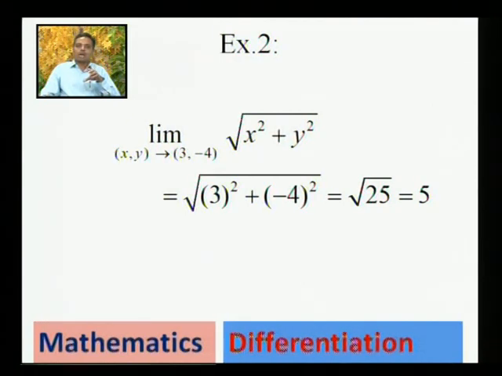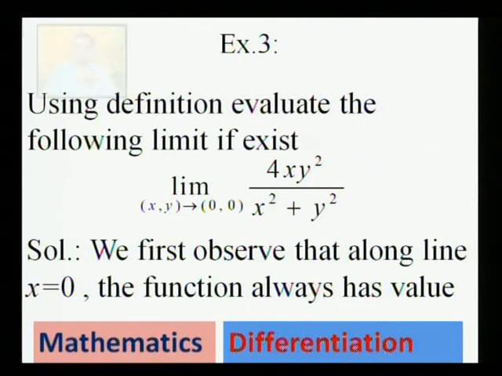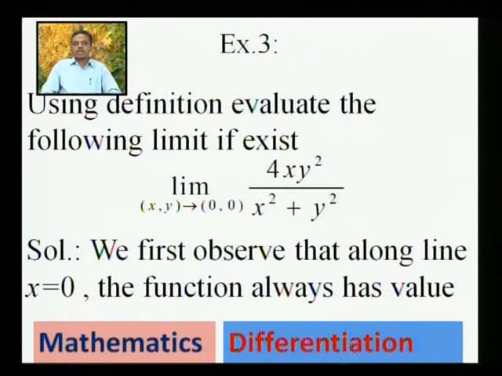Now, how to find the limit by using the definition, that is, the definition of epsilon and delta. So let us take this example. Using the definition, evaluate the following limit if it exists, that is, the limit of 4x y square divided by x square plus y square as (x, y) approaches (0, 0).